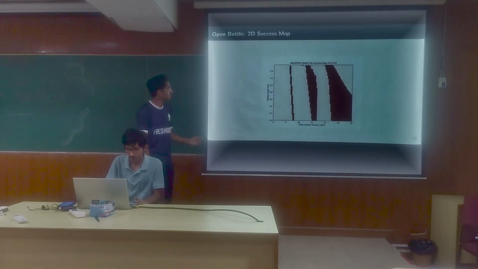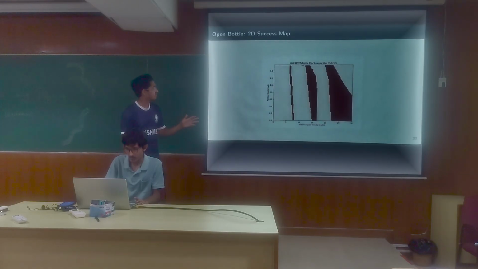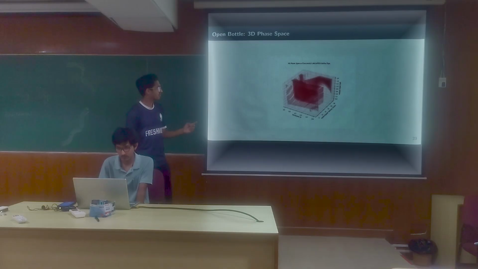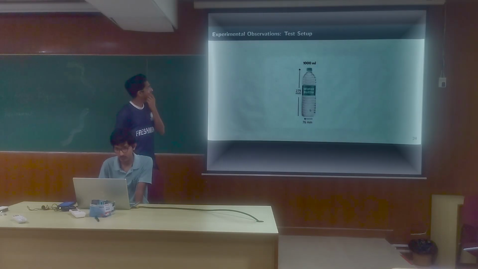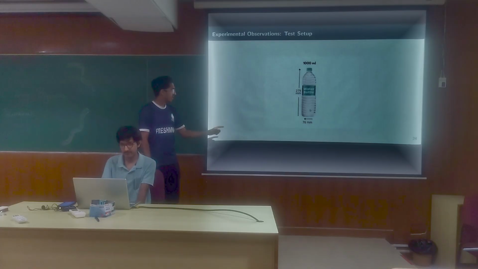This is the 2D phase space for fill fraction 0.32. We can see again the success will appear in bands. This is the 3D phase space. This is what is used for our experiment.